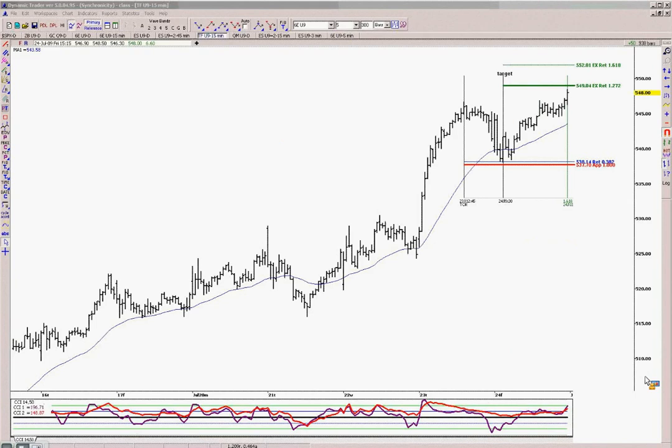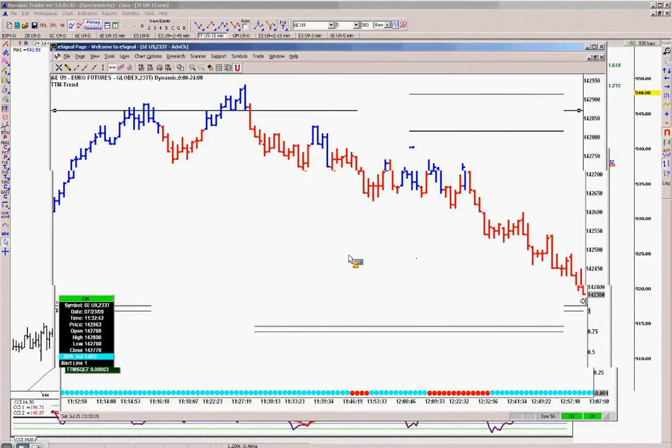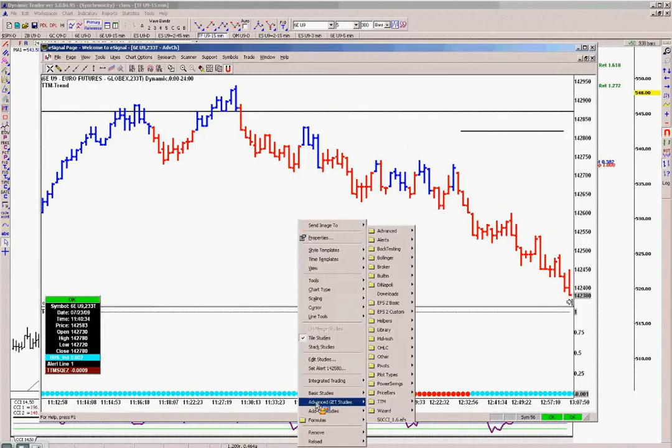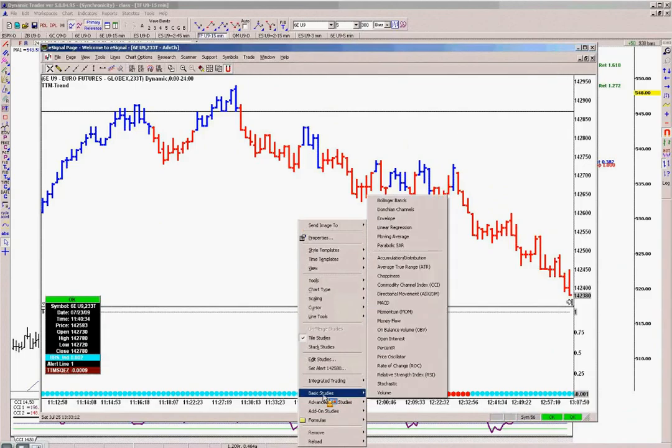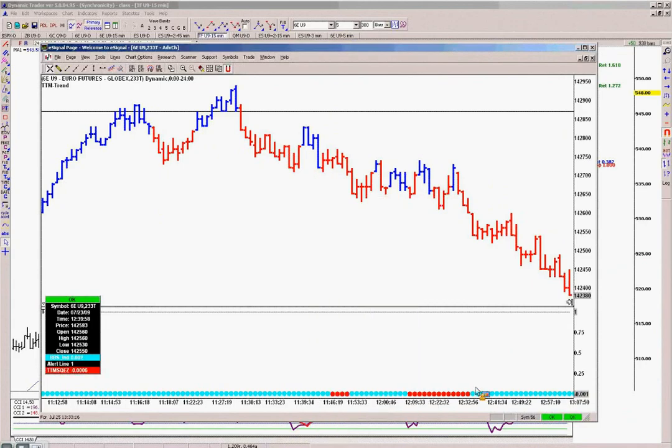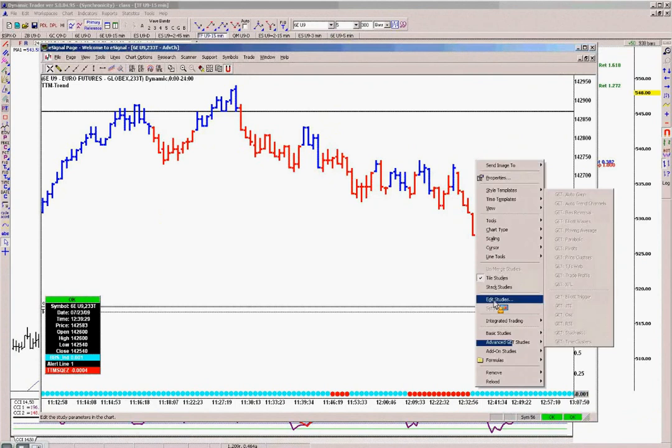The default settings. Okay, do I use the default settings for the squeeze? I think so. Let me check. Where's the, what do I do under edit studies?